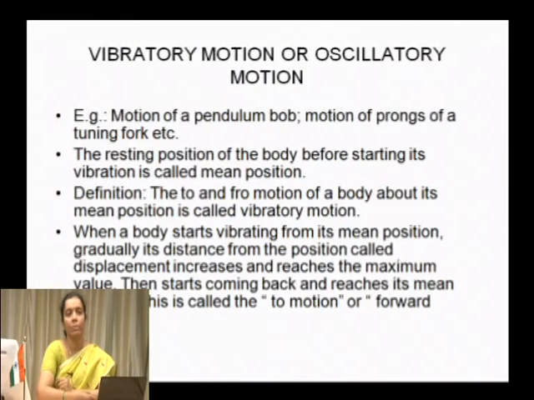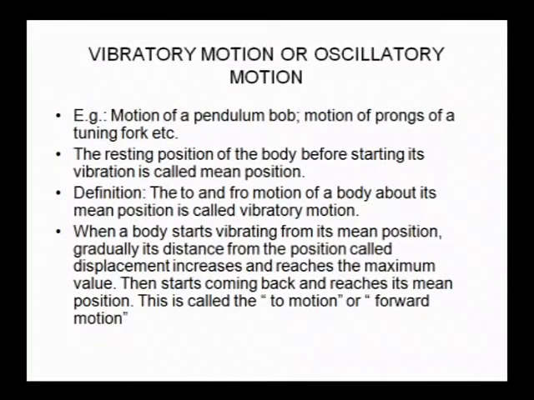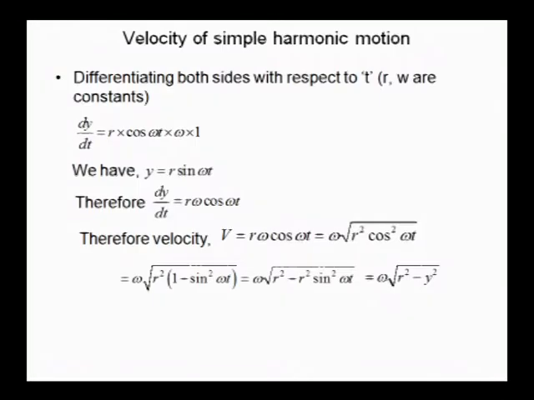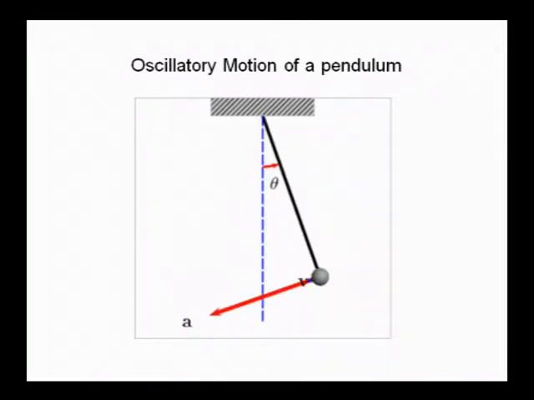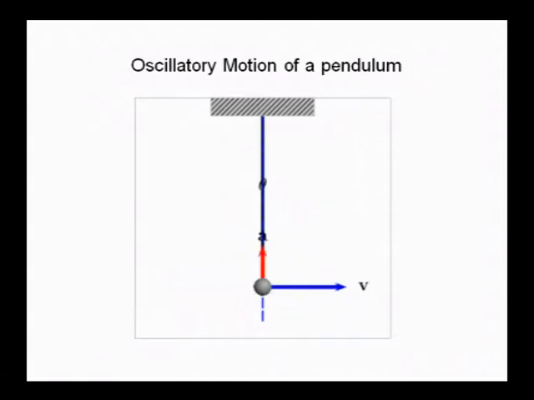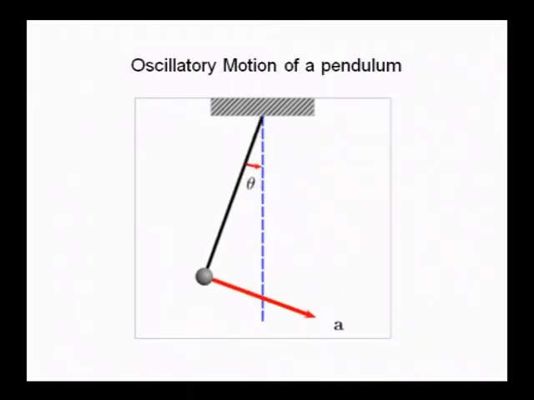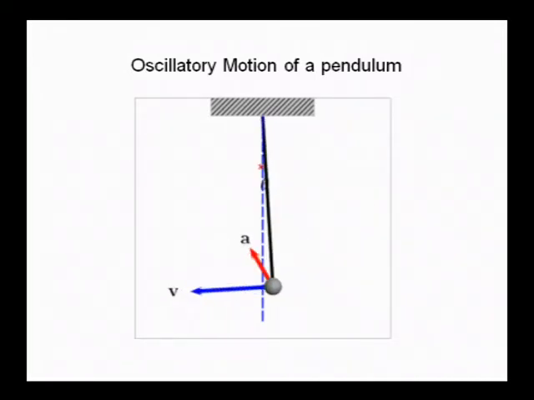Next, let us see what a vibratory motion or oscillatory motion is. Examples of vibratory or oscillatory motion, as I told earlier, are the motion of a pendulum bob, the clock pendulum or simple pendulum, and the motion of the prongs of a tuning fork. In the example of the pendulum, the blue dotted lines represent the mean position. The movement of the pendulum in one direction we call to motion, and the movement in the opposite direction from the dotted blue lines we call fro motion.